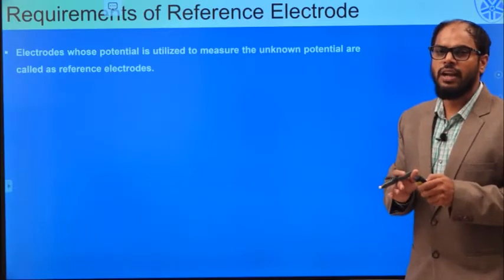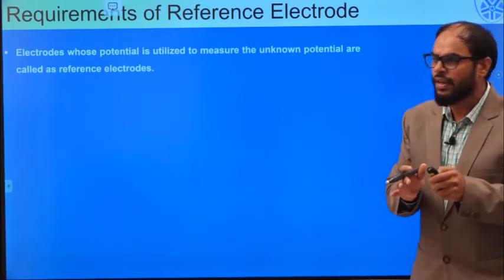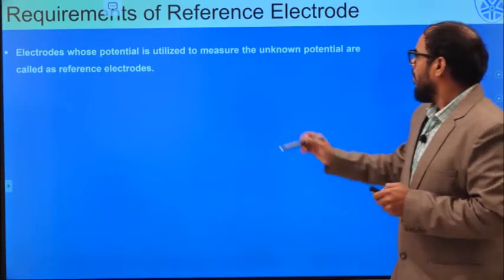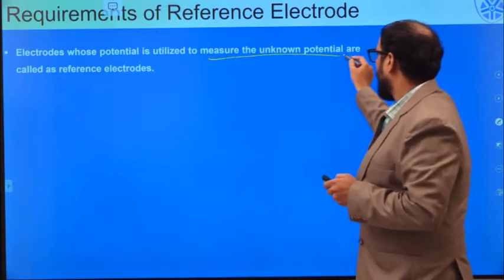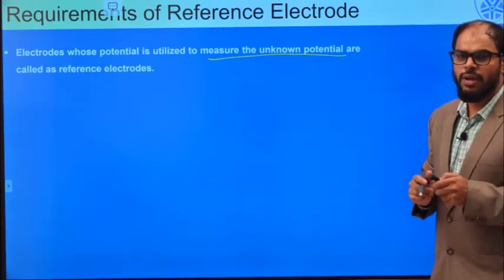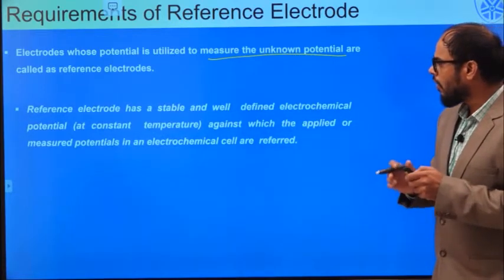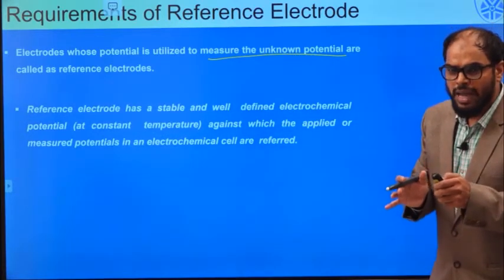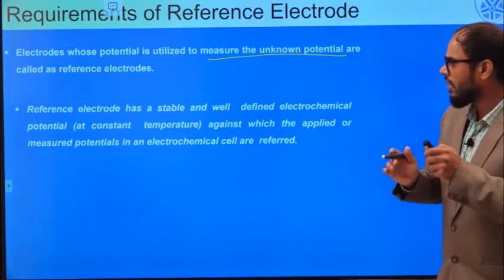Now, we should understand there are some basic requirements for a reference electrode. To measure the potential of any working electrode, we require the reference electrode. So, following are the parameters for a reference electrode.